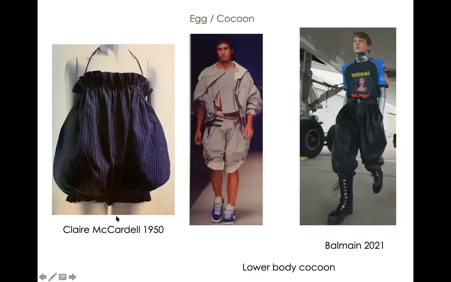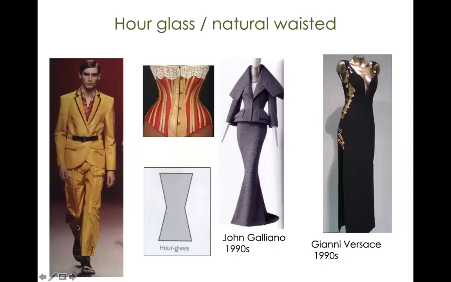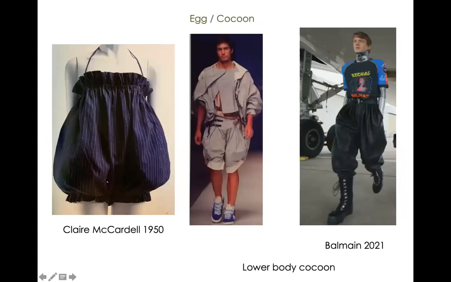And some more egg shapes, cocoon shapes, because I love them. This little romper looks so modern. It looks like it could have been made this year. It was made by Claire McCardell in 1950. She was an American designer, one of the really early sportswear designers.